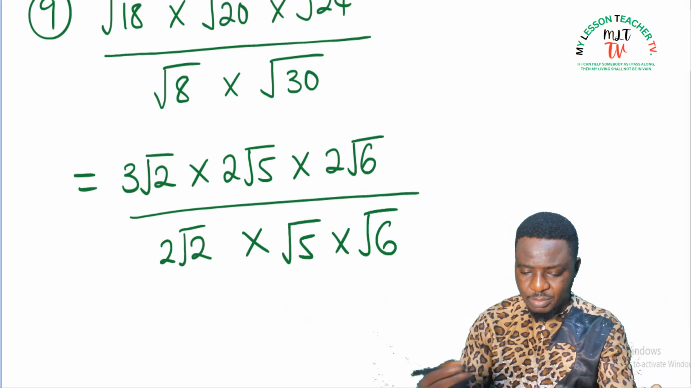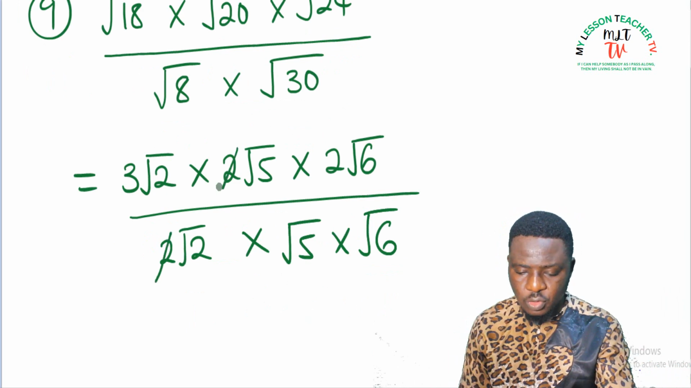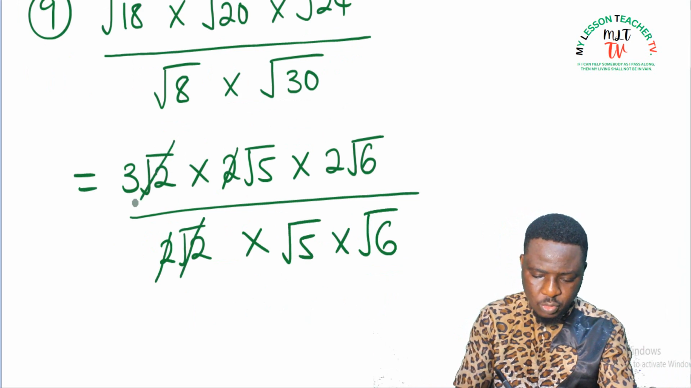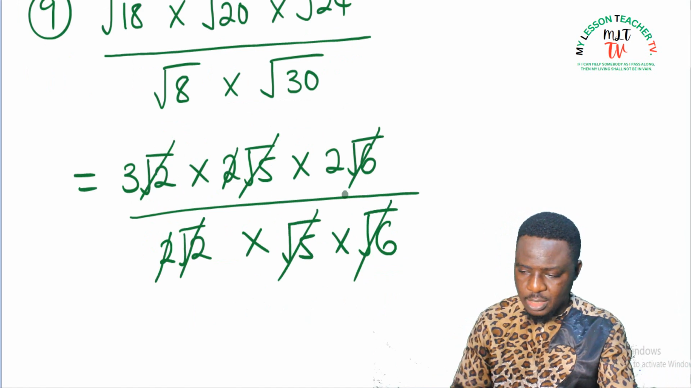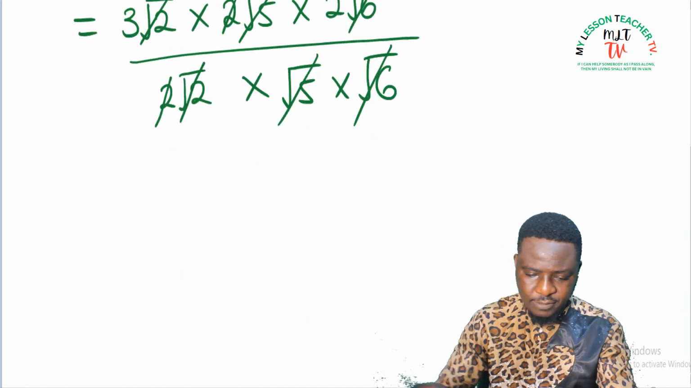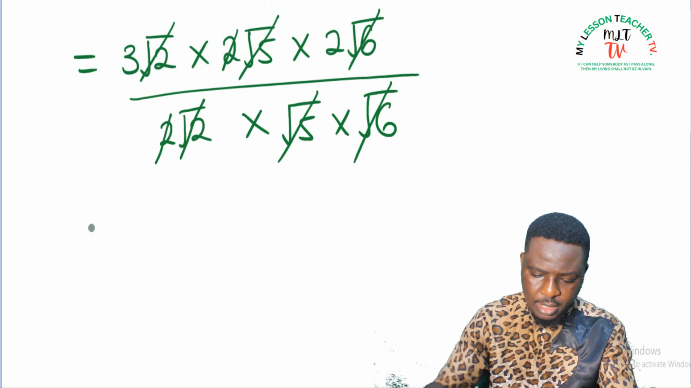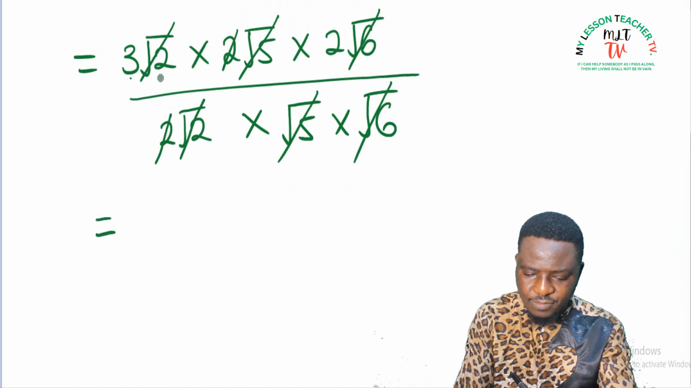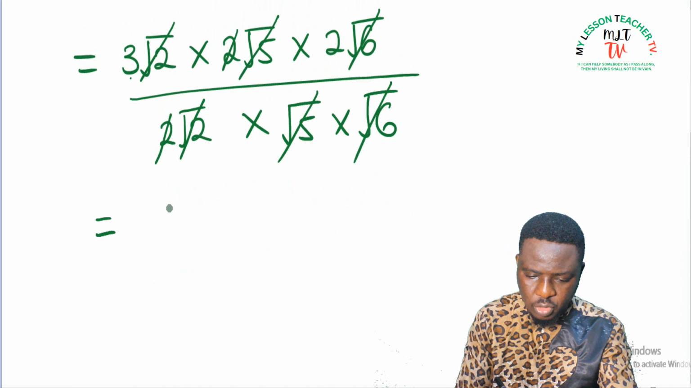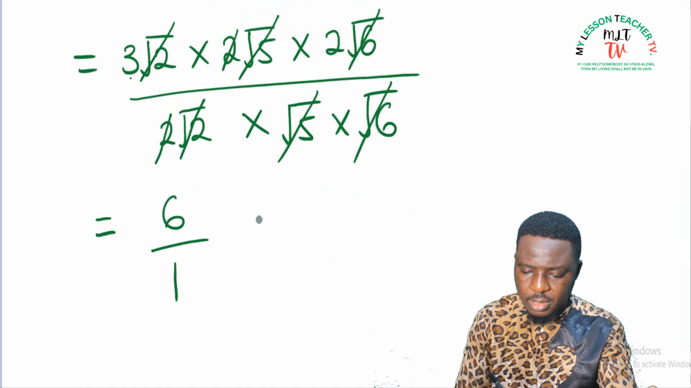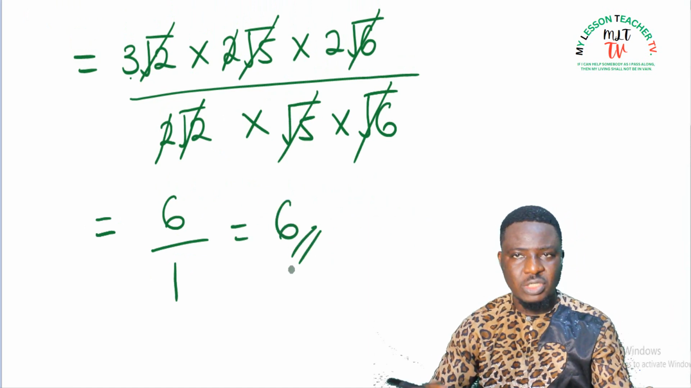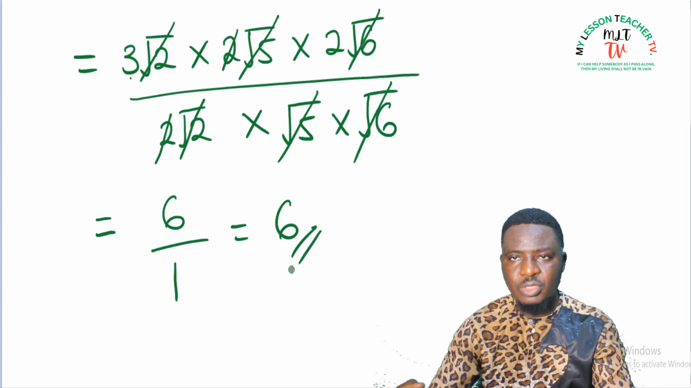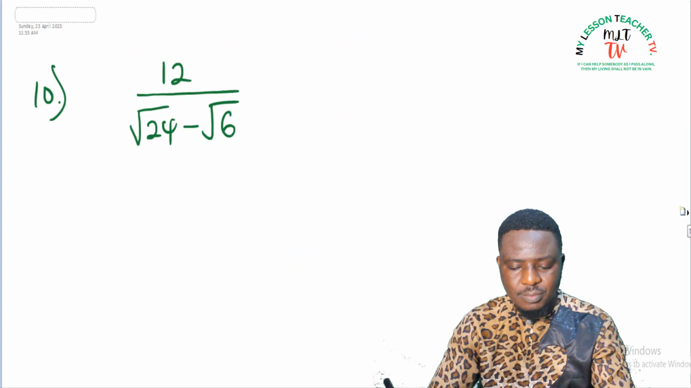So now you discover that something can divide. 2 is a factor, so it can divide. Root 2 can do the same, as well as root 5 and root 6. So when you multiply out, it gives you a rational number. So this is equal to, what is left is 2 times 6 at the numerator, 2 times 3, and that will be 6, divided by nothing at the denominator. So we have our answer to be 6. So you see what simplification can do. When you simplify it, there's no need rationalizing it again.